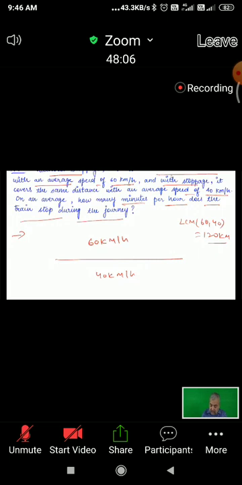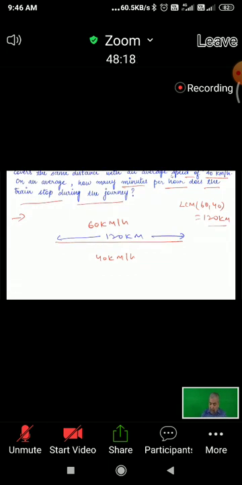Now this distance I have taken as 120 kilometers. You can take any distance, the answer will be the same. Why have I taken LCM? Just for calculation ease. Now with the speed of 60 km per hour, the train will take 2 hours to travel 120 kilometers. And with an average speed of 40 km per hour, the train will take how much time? 120 by 40, 3 hours.